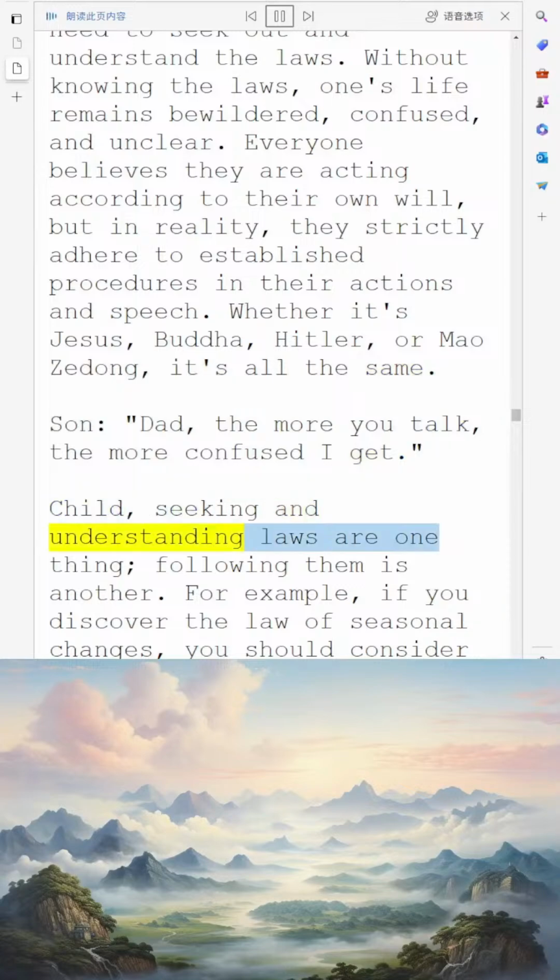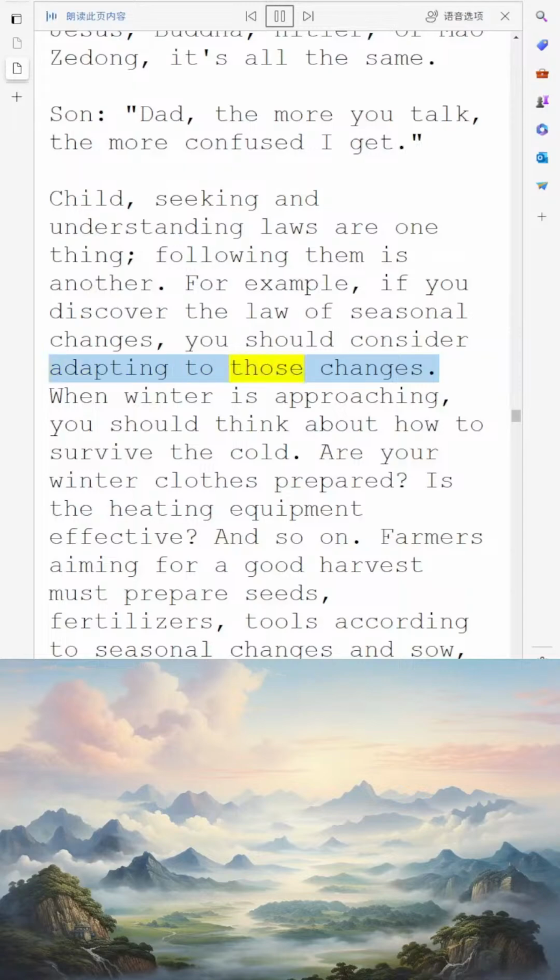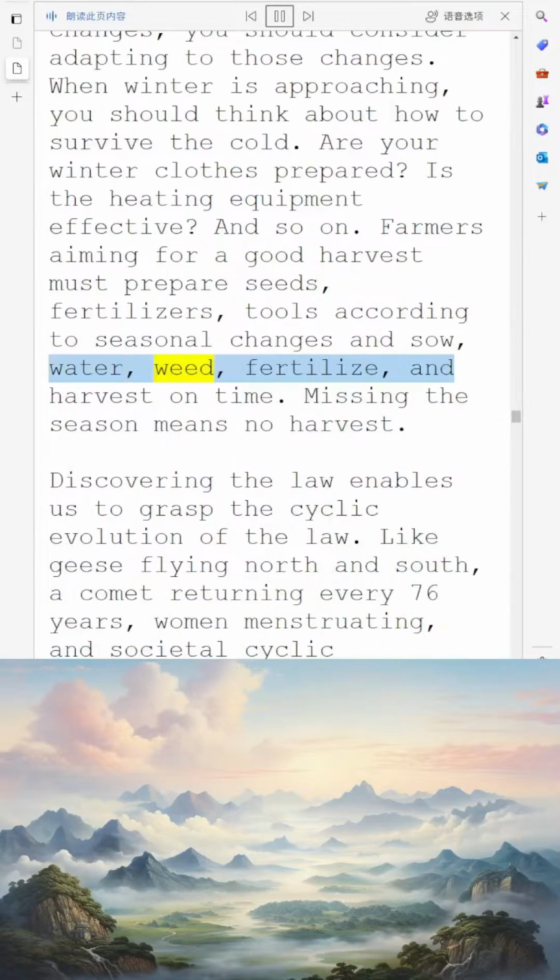Father: Child, seeking and understanding laws are one thing. Following them is another. For example, if you discover the law of seasonal changes, you should consider adapting to those changes. When winter is approaching, you should think about how to survive the cold. Are your winter clothes prepared? Is the heating equipment effective? And so on. Farmers aiming for a good harvest must prepare seeds, fertilizers, and tools according to seasonal changes and sow, water, weed, fertilize, and harvest on time. Missing the season means no harvest.